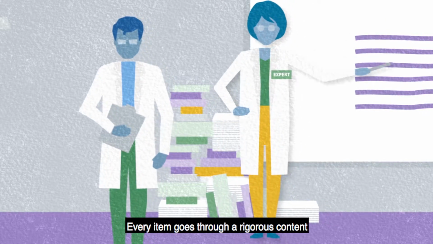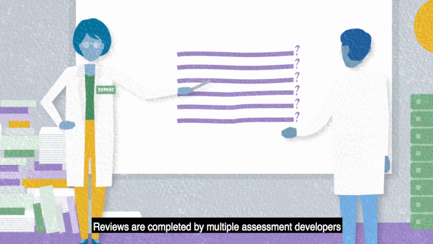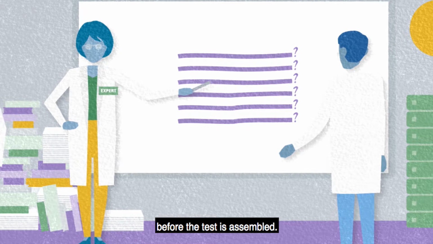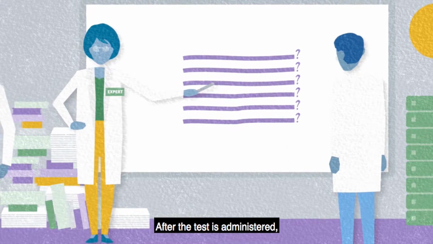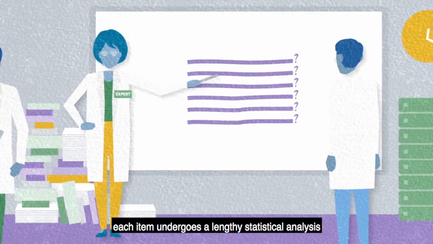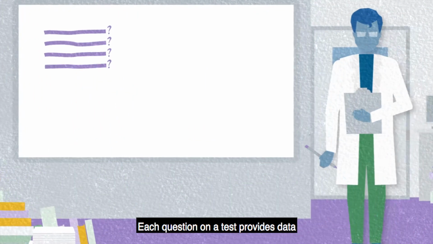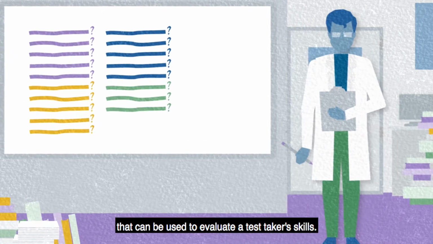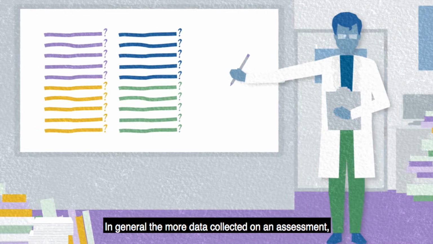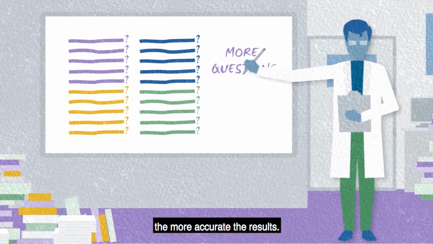Every item goes through a rigorous content and fairness review. Reviews are completed by multiple assessment developers before the test is assembled. After the test is administered, each item undergoes a lengthy statistical analysis to ensure that it functions as intended. Each question on a test provides data that can be used to evaluate a test taker's skills.